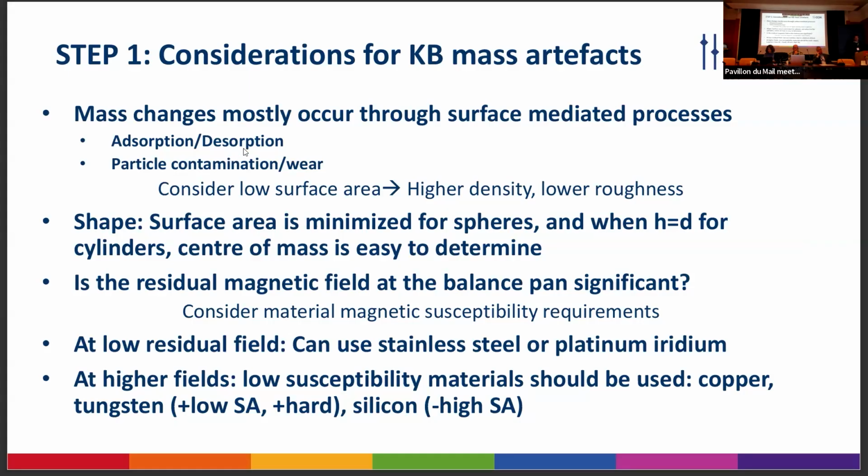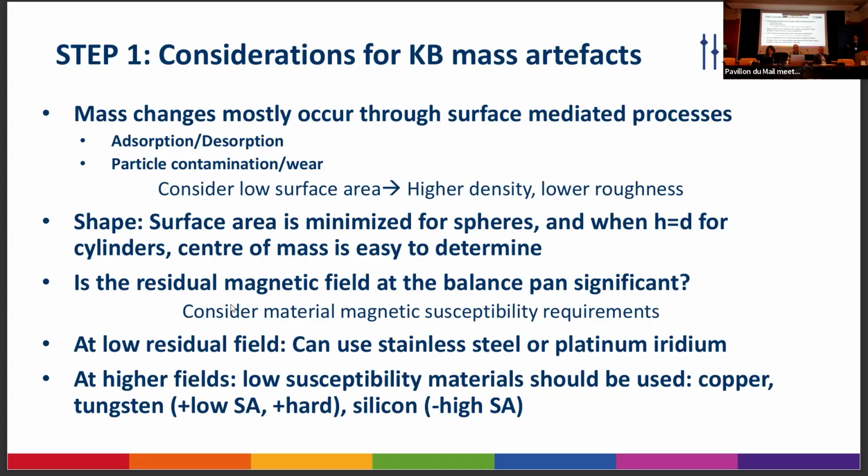That means having a mass of the highest density possible that allows you to do what you need to do, and then having a low roughness value. The smoother the mass is, the lower the surface area is as well, in principle. Typically you want a shape where that surface area is minimized. We typically use cylinders where the height equals the diameter, and that's the minimum surface area for a cylinder. And of course, a sphere is basically the smallest surface area you can have for a given mass.